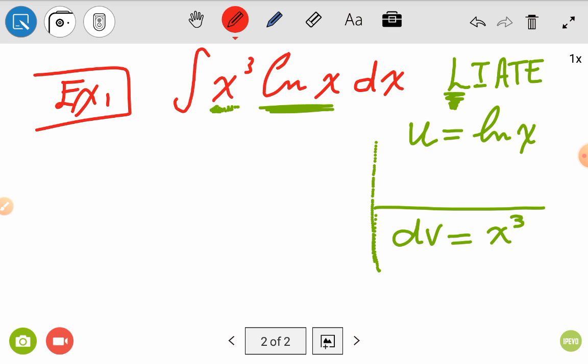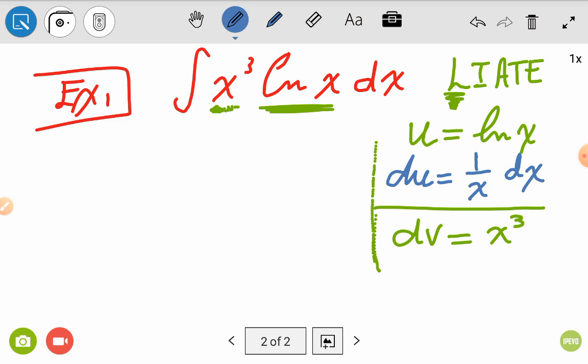Okay, then we would like to find the derivative of the first, which is u, and the integral of the second choice, which is dv. What's the derivative of u? It's du with respect to x. And what's the derivative of ln x? Which is 1 over x dx. Here you should find the value of v.